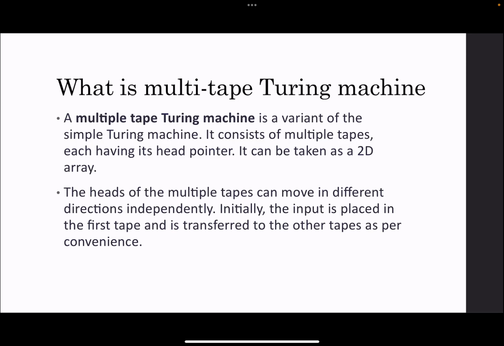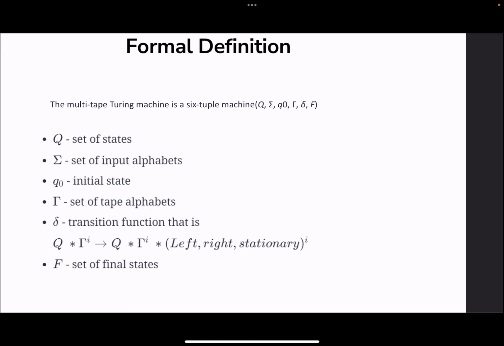The only difference is there are multiple tapes, and each tape is accessed with a separate head, and each head can move independently of the other heads. One thing to note over here is the inputs are only present in the first tape, and all the alphabets are declared as blank in the other tapes. And let's look at the formal definition now.